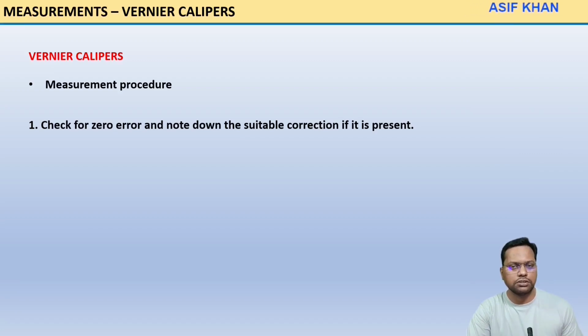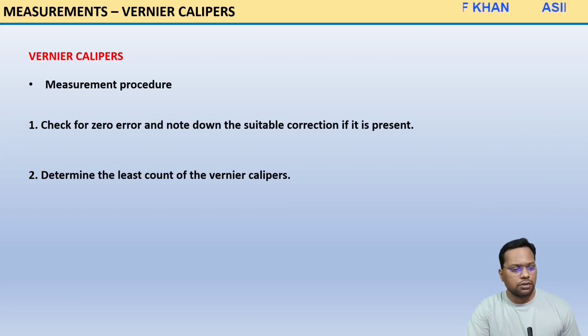If it is a positive zero error, then you note down the zero error, and also note down the correction to be made at the end of each measurement. If it is a negative zero error, again you need to do the same thing. Note down the zero error, and then also note down the correction to be made at the end of each measurement.